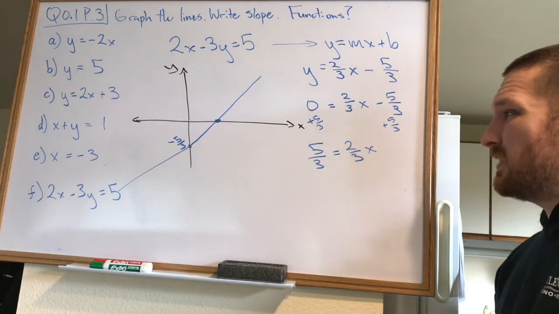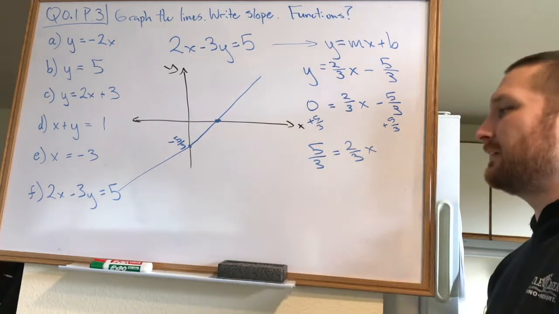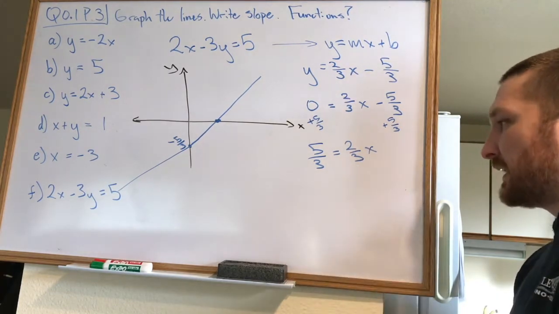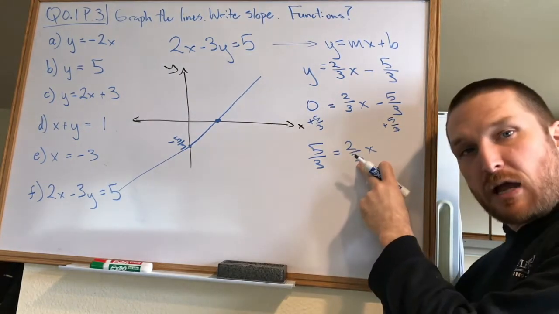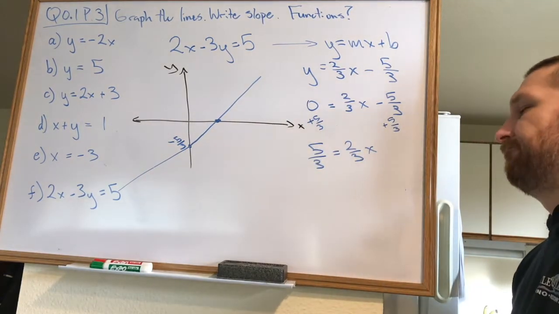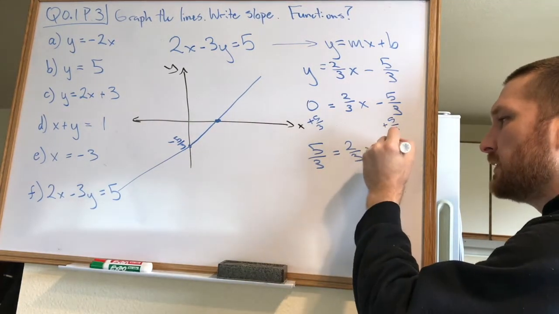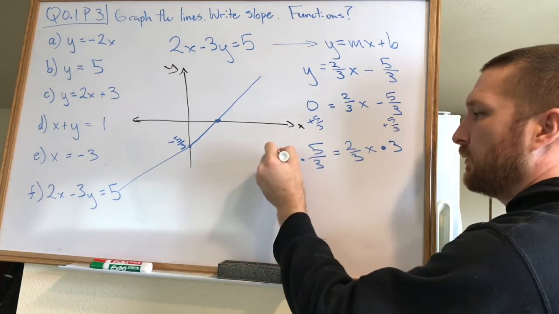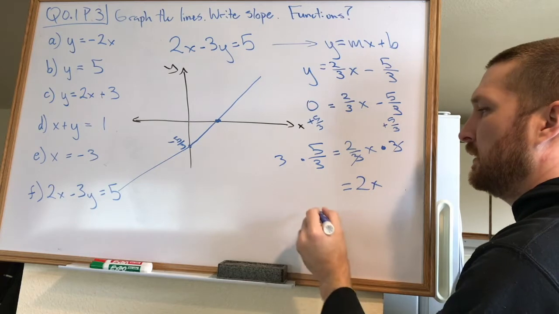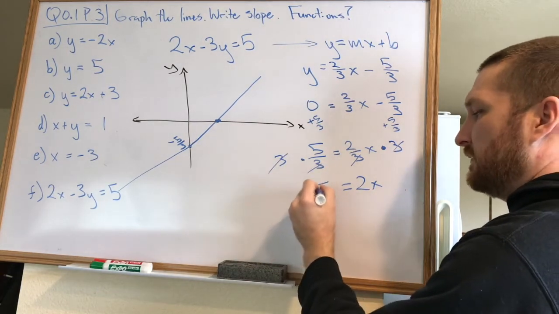Another way is to just say, well, why don't we just kill that denominator? I'm looking at this, and that's what's messing up my life right now. I wish I could get rid of it. Well, how do I undo divide by 3? Well, how about multiply by 3? So I'm going to multiply both sides by 3. That cancels that. I get 2x. That cancels that. I get 5.